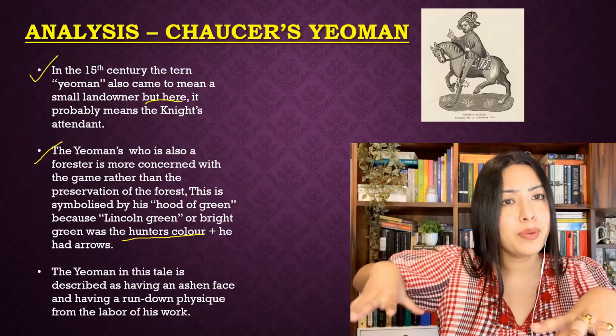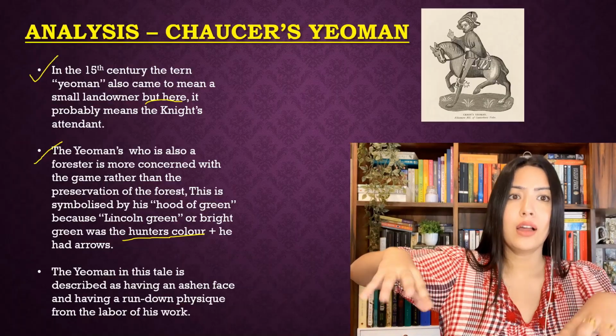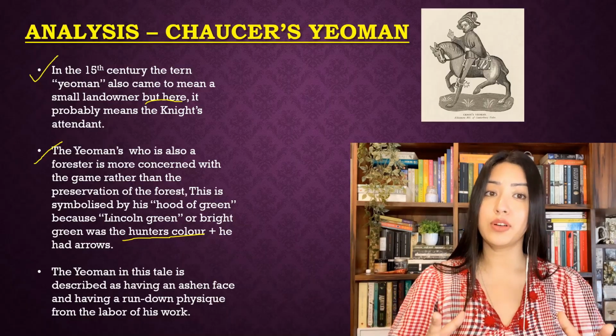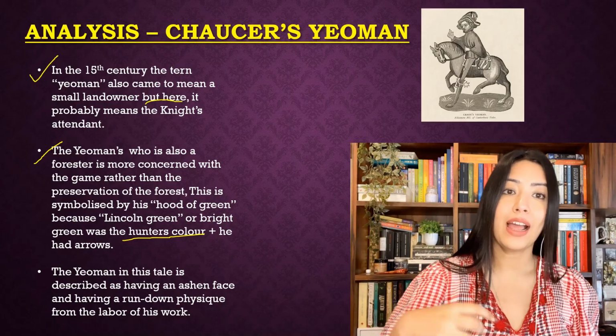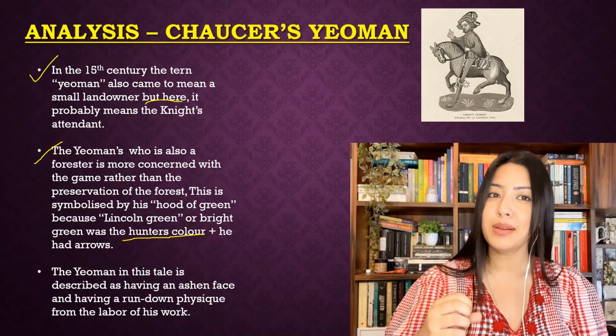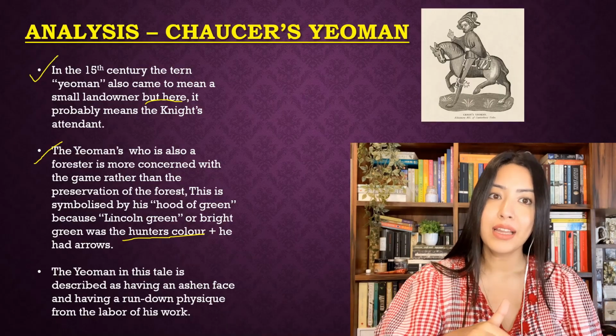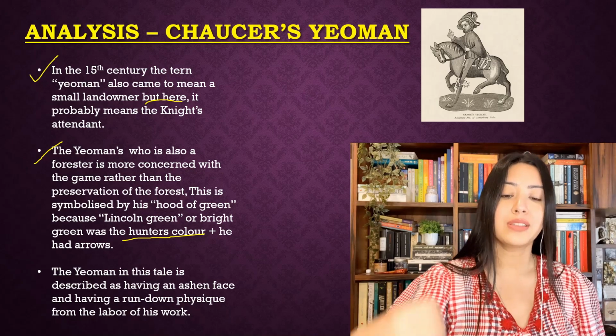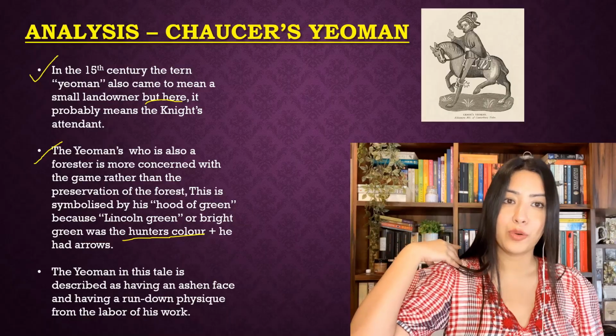He's taking care of a particular, say, forest. He's taking care of the trees, he's taking care of the land. Okay, that's what a forester is supposed to be. But this yeoman has bows and arrows. He has an arm guard. So what does that tell us? Probably he was into the hunting game. He used to go for hunts, and Lincoln green, like he said, or bright green, was the hunter's color, and he has arrows and everything.